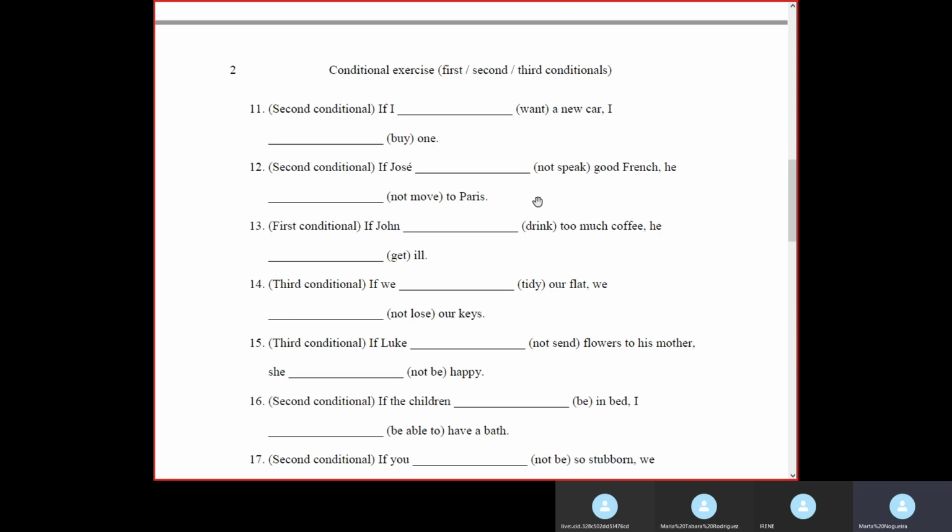Fourteen, if we had tidied our flat, we wouldn't have lost our keys. Fifteen, if Luke, third conditional, hadn't sent flowers to his mother, she wouldn't have been happy.